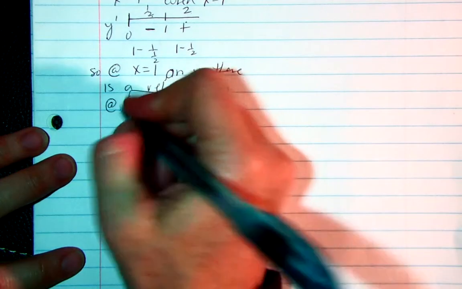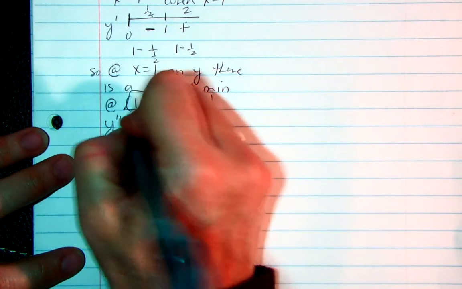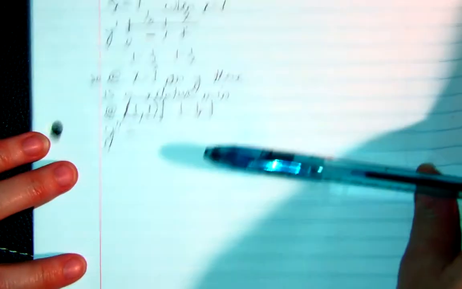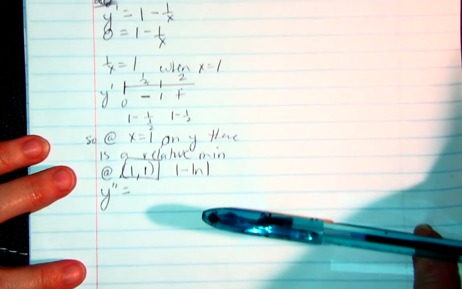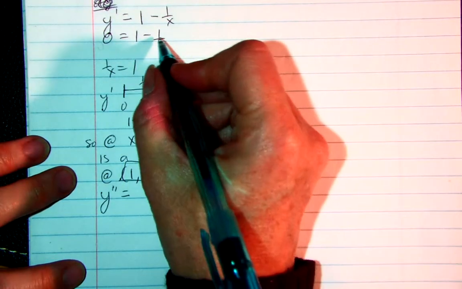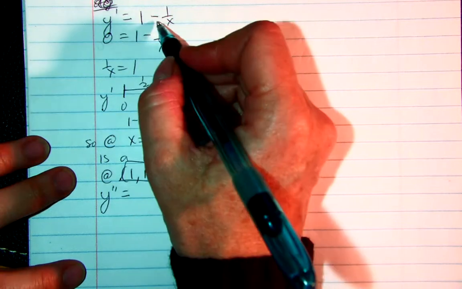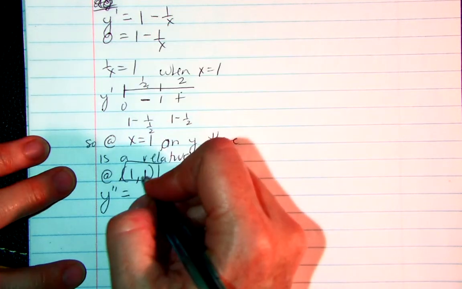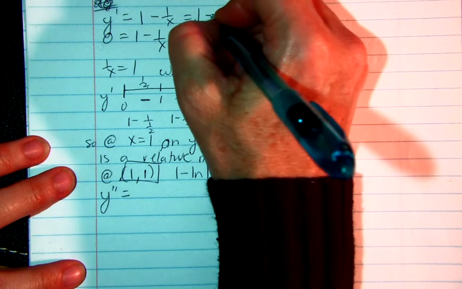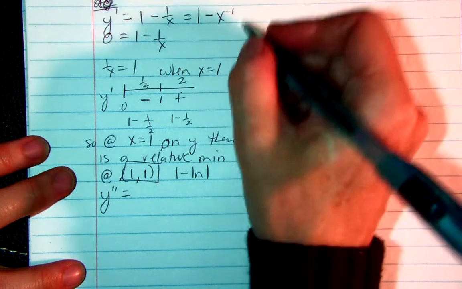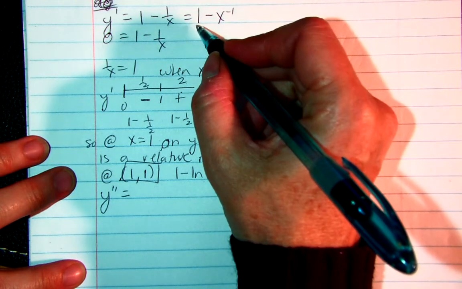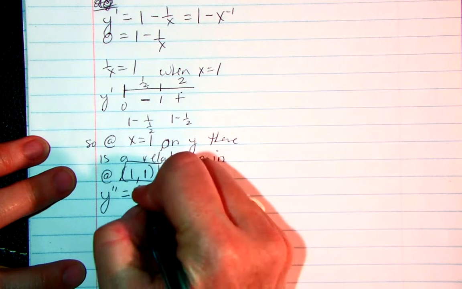Let's go check on points of inflection. I need to go take the second derivative. The second derivative, let's go back and find our y prime. There it is. So I'm going to take the derivative of 1, that's 0. I'm going to take the derivative of this. So let's see. Let's rewrite this: 1 minus x to the negative 1, correct? So the derivative of that is going to be 0.